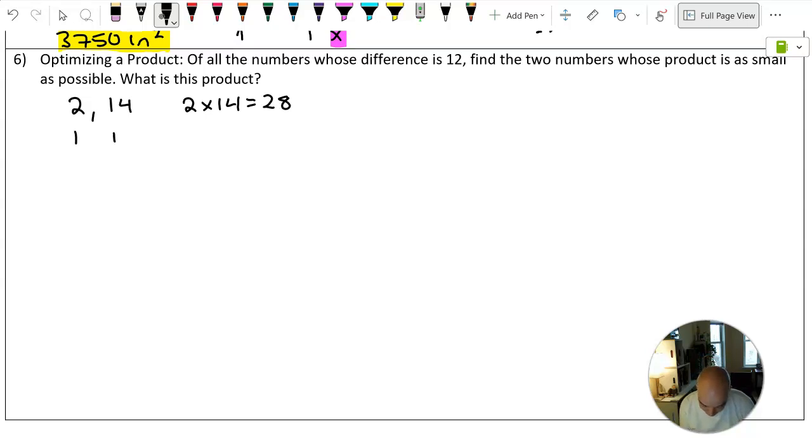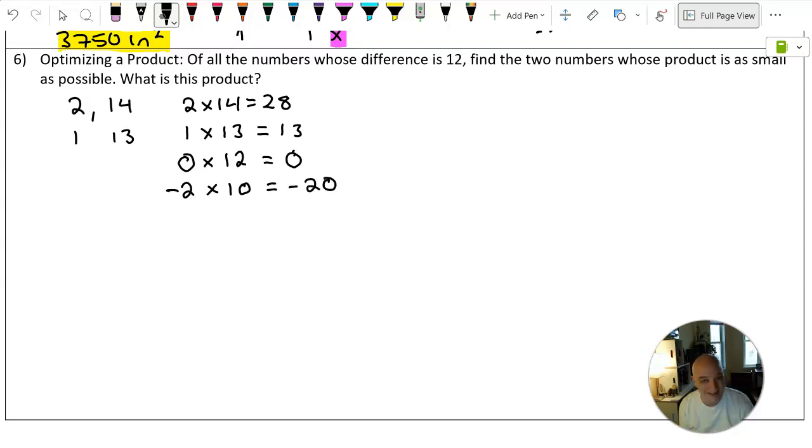What about 1 and 13? Well, we certainly know that 1 times 13 is just 13. Hey, could that be the smallest? Yeah, it could be. Now, if you're being really careful, you might have noticed that numbers don't have to be positive integers. So what about 0 and 12? Then that product is 0. That's pretty small, but is it the smallest? No, it is not. Because what if your numbers had been negative 2 and 10? Then your product is negative 20. And negative 20 is smaller than 0.